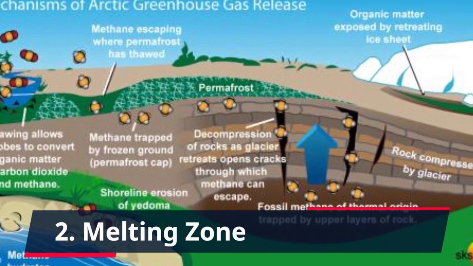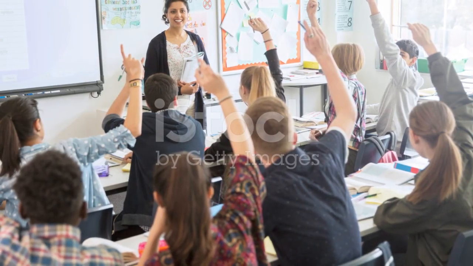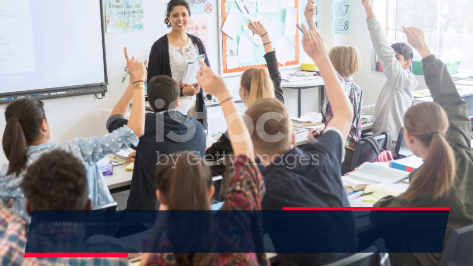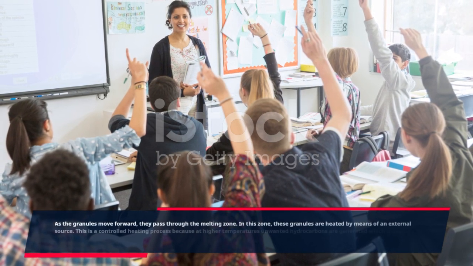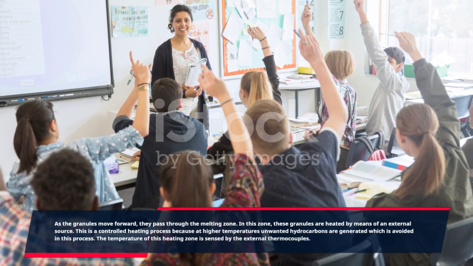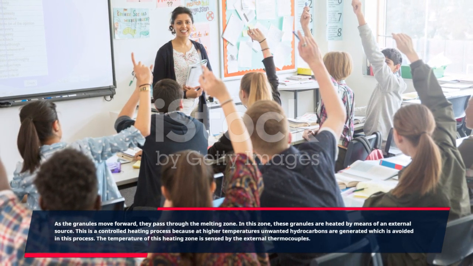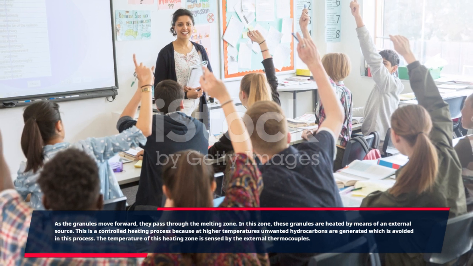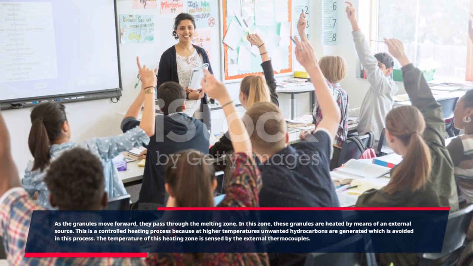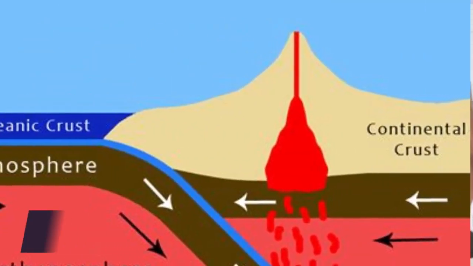2. Melting zone. As the granules move forward, they pass through the melting zone. In this zone, the granules are heated by means of an external source. This is a controlled heating process because at higher temperatures unwanted hydrocarbons are generated, which is avoided in this process. The temperature of this heating zone is sensed by external thermocouples.